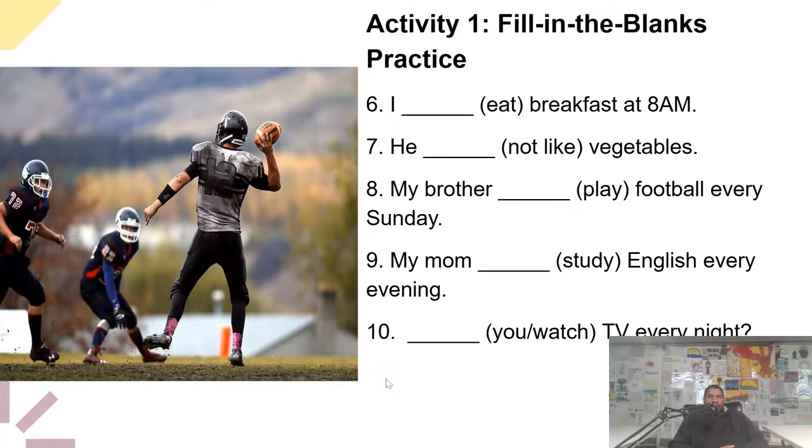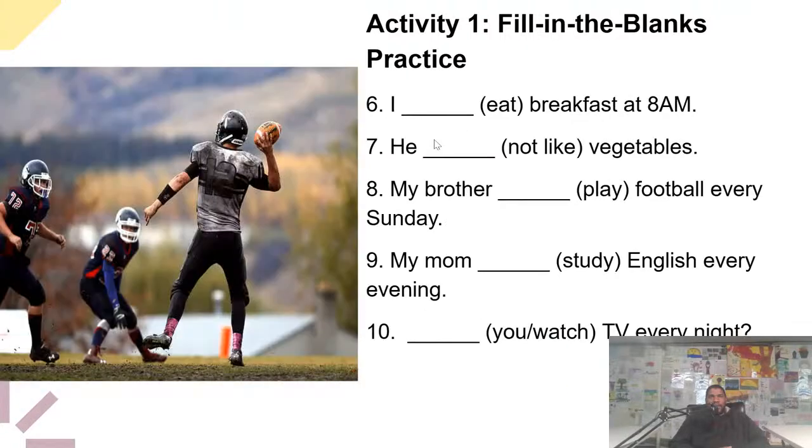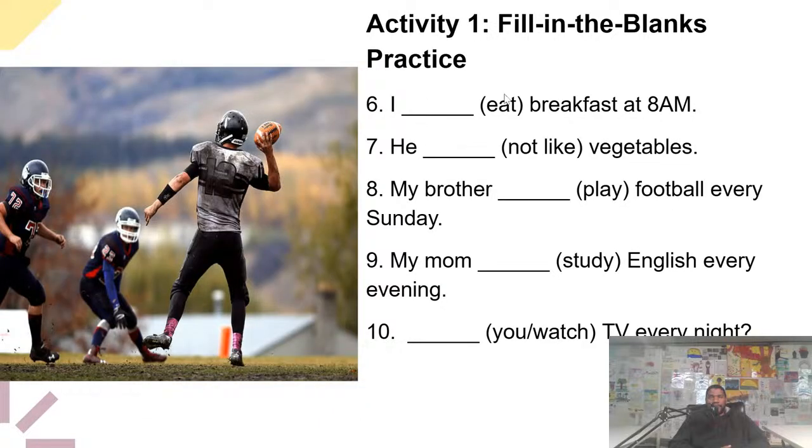All right, we have some more examples. Question number 6. I blank breakfast at 8 a.m. So it's similar to our last example, but instead of she, now we're talking about I. So the subject changed. First person, and here, third person singular. So the verb definitely would have to change.